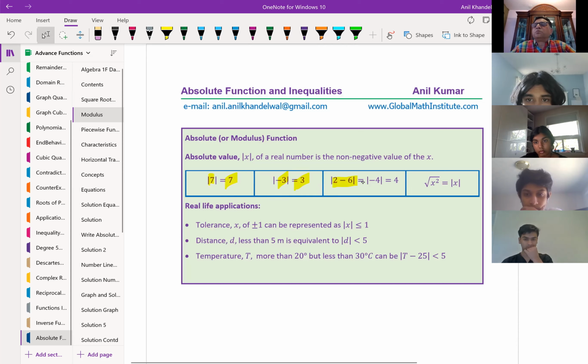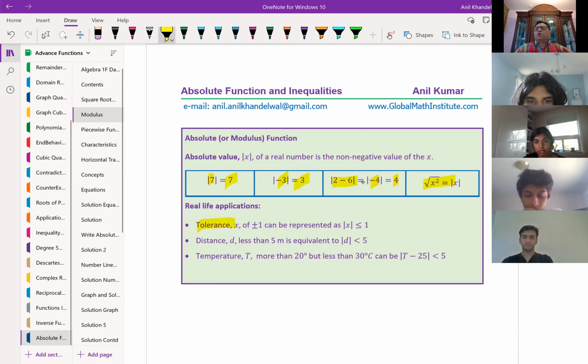But if I have 2 minus 6, then 2 minus 6 is -4. Absolute value is always positive. So it is 4. And we just learned that the square root of x squared is absolute value of x. It is always positive. This is what we have seen. Correct. Now, in real life situations, many times, we have many examples. We say, well, tolerance, for example, correct?